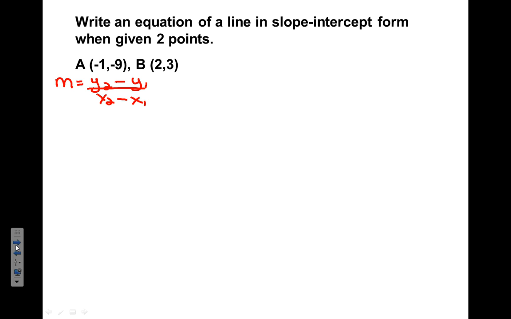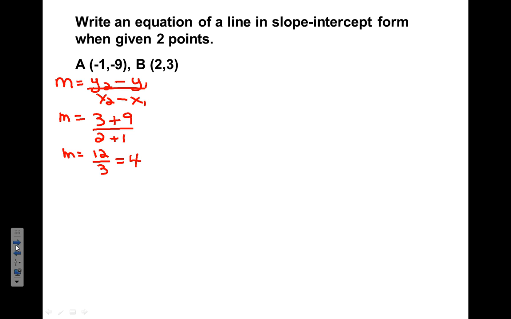So we did that last class. As you learned last class, it doesn't matter which order you go as long as you keep it in the same direction. So slope is equal to, I'm going to start with the 3. So I've got 3 minus negative 9, which is plus 9, over 2 minus negative 1, which is plus 1. So slope is equal to 12 over 3, which equals 4.